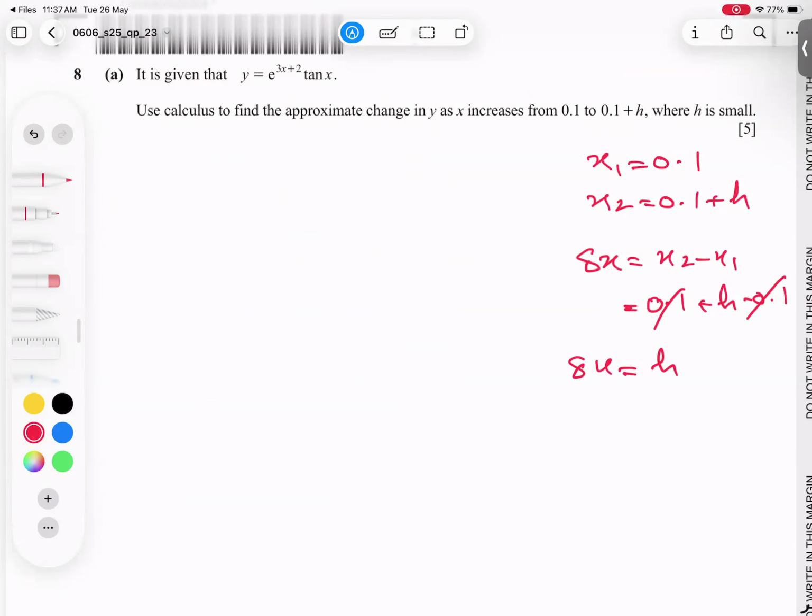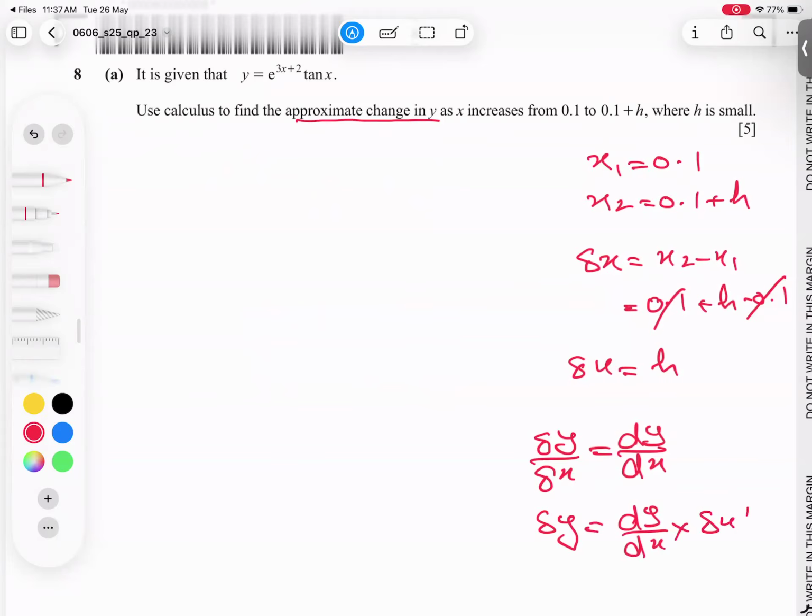But we're looking for the approximate change in y. So we have a special formula for it. What is that? Delta y over delta x is equal to dy over dx. It will go on the other side. It means dy over dx times delta x. Delta x we have already available. One thing left behind, we need to differentiate. So now applying the product formula.